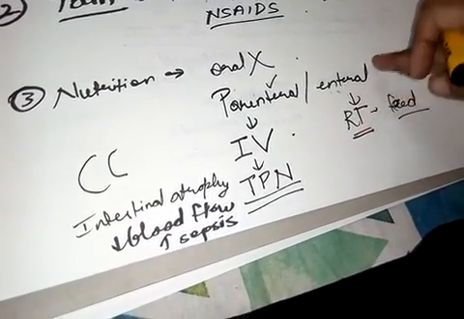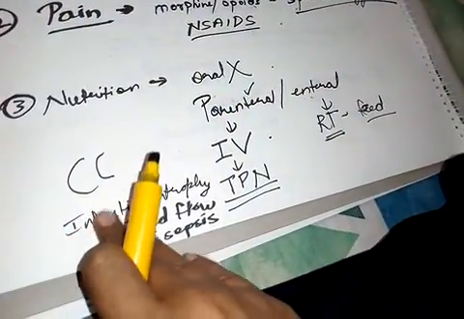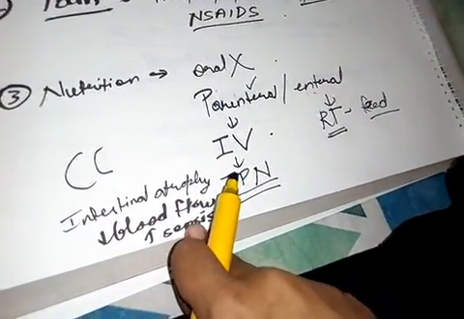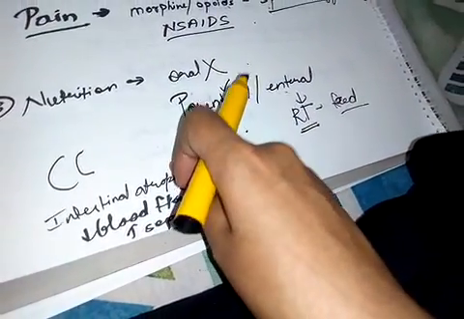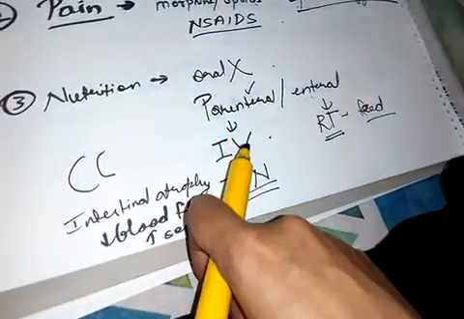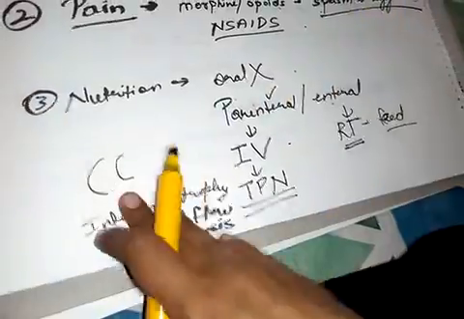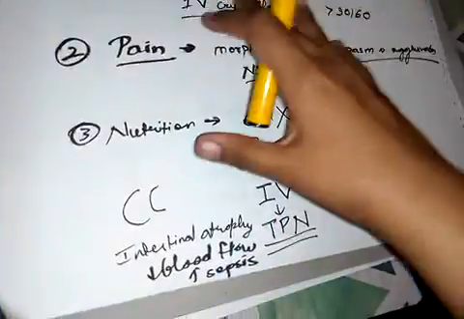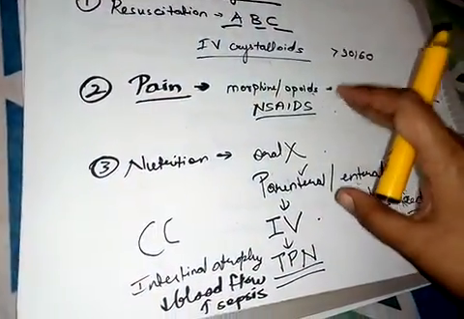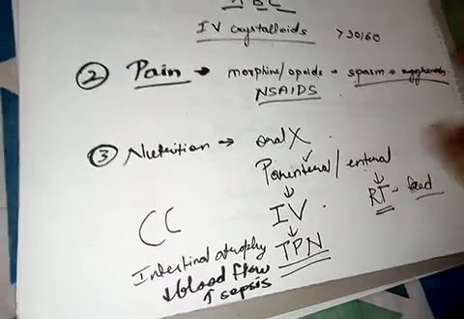That is, we should give feeding by Ryle's tube. This will remove these drawbacks. It will cause intestinal proliferation with increased blood flow and will prevent sepsis. In the long term, enteral feeding is better than parenteral nutrition, and if the patient has improved overall, then after a few days we can start oral nutrition.